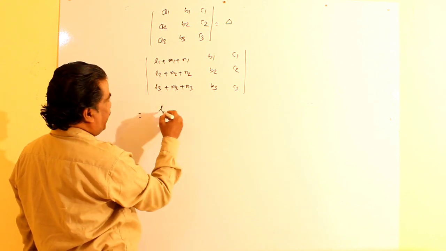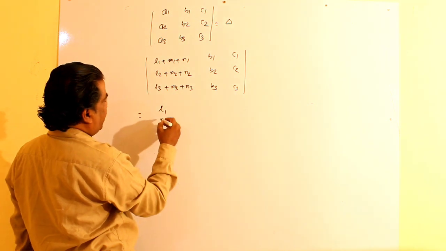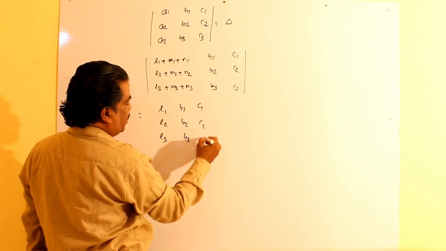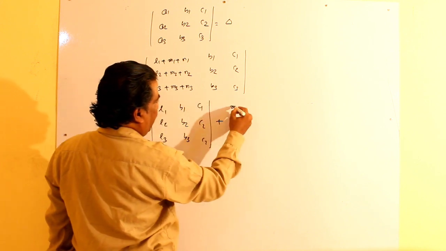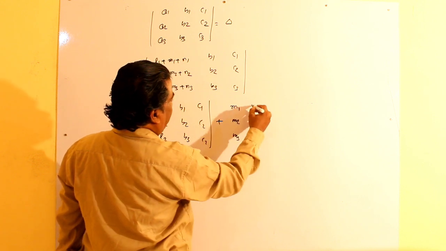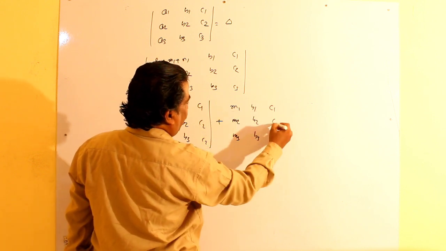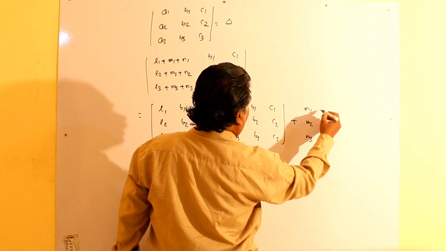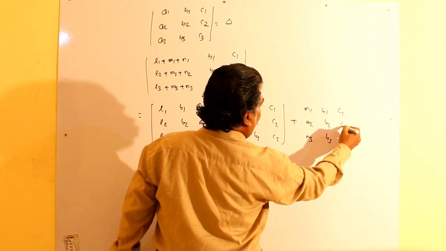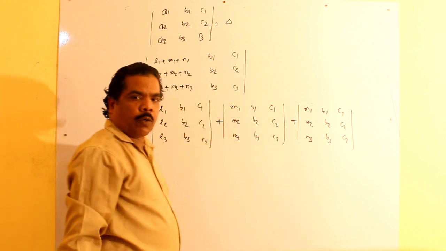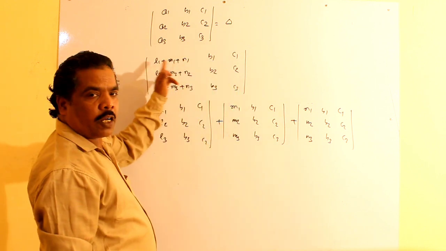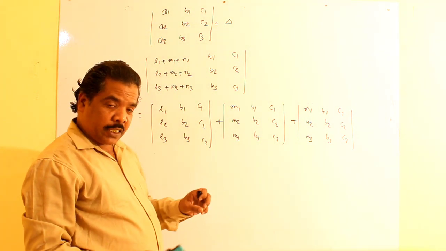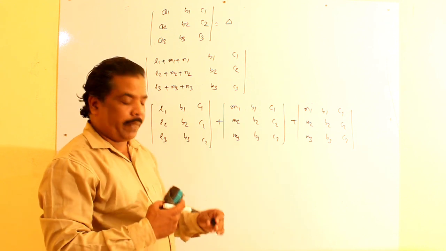Now this determinant is also the sum of three determinants: L1, L2, L3, B1, B2, B3, C1, C2, C3 plus M1, M2, M3, B1, B2, B3, C1, C2, C3 plus N1, N2, N3, B1, B2, B3, C1, C2, C3. Now all the elements of column 1 consist of the sum of three terms, so the determinant is also expressed as the sum of three determinants.